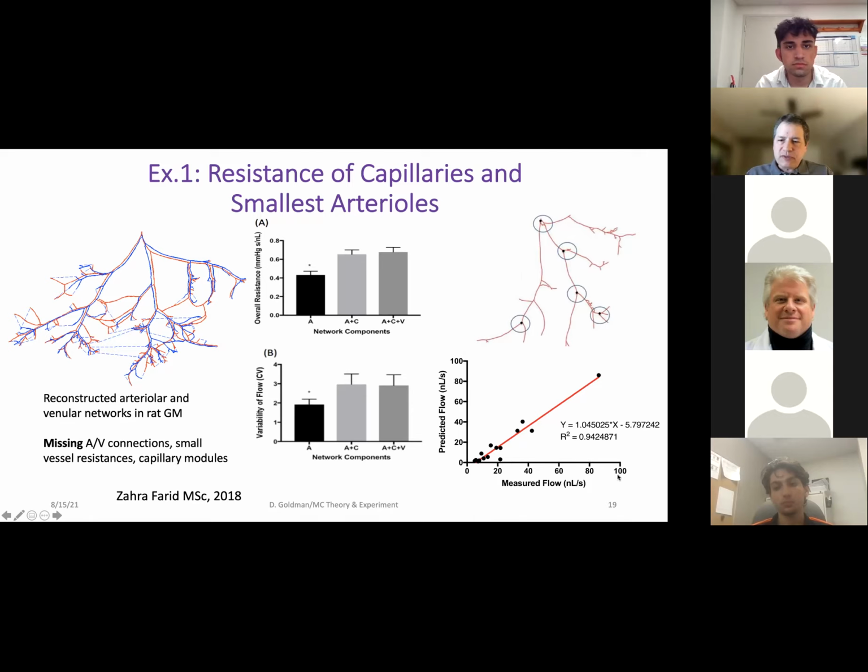Okay, so this is measured flows in, I think it's 15 vessels, and this is the predicted flows from the model. And we got pretty good agreement, which we took to mostly validate our approach. Okay? And so this approach basically says that we know how to add in missing small arterioles, and we know how to add in capillary beds and their resistances. And in the end, we can calculate flow in an arteriolar network, just given its geometry that we can measure.